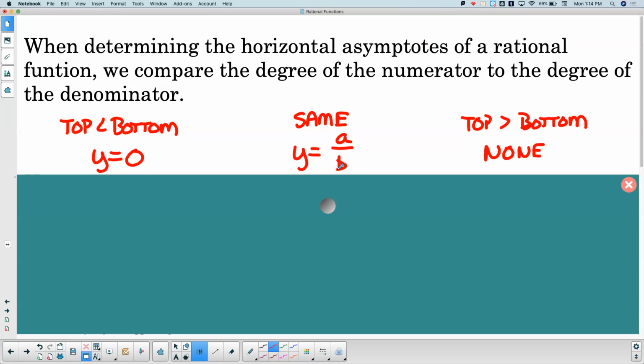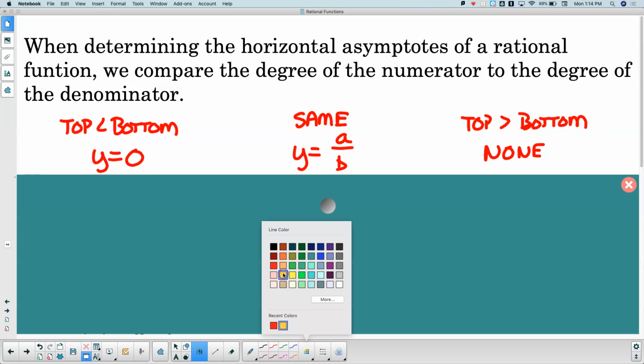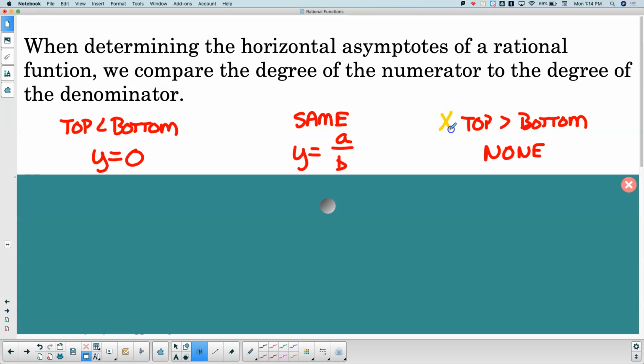Okay, right? So if the bottom is bigger, we have one, right? And if the bottom is the same as the top, we have one, right? Okay, it's this one over here that I want to focus in on today. When we don't have one, okay? When we don't have one.